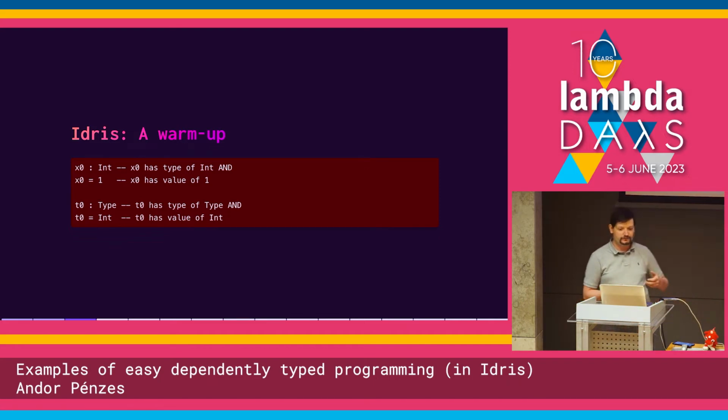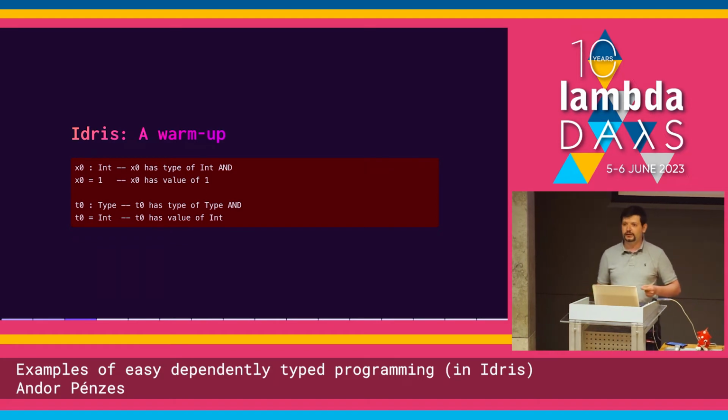In this warm-up, we have x0, which has a type of integer, and at the same time has a value of 1. So x0 has a type of integer and the value of 1. But in a dependent type setting, we can talk about types. So we can say that t0 has a type of capital T Type, and it has a value of the integer type. Let this settle down a little bit. I give you 10 seconds to digest this.